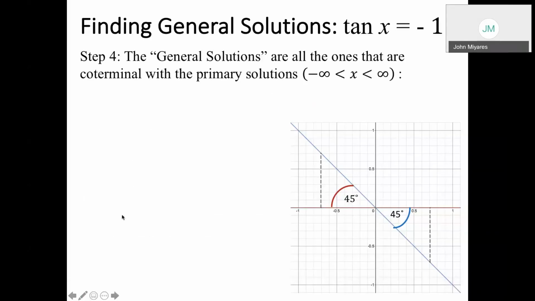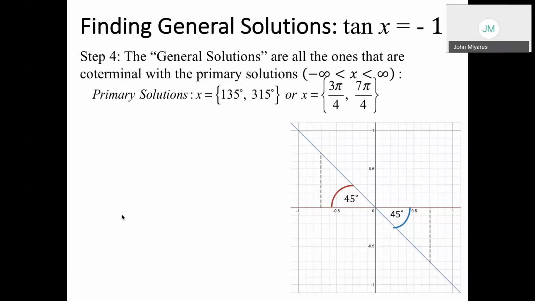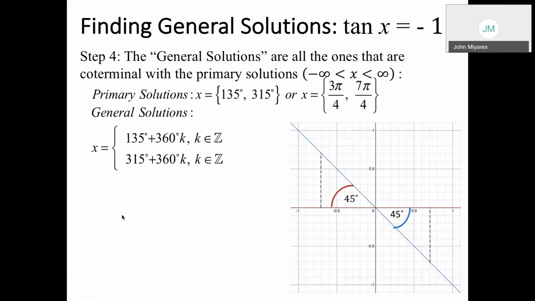The general solutions are going to be the ones that will be coterminal with these primary solutions. In degrees, we can write these out as 135 plus 360k, or 315 degrees plus 360k, where k is an integer. In radians, this will look like 3 pi over 4 plus 2 pi k, or 7 pi over 4 plus 2 pi k, where k is an integer.